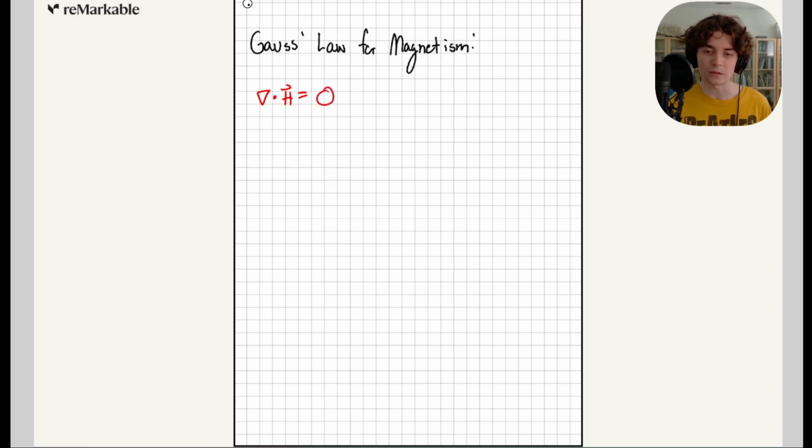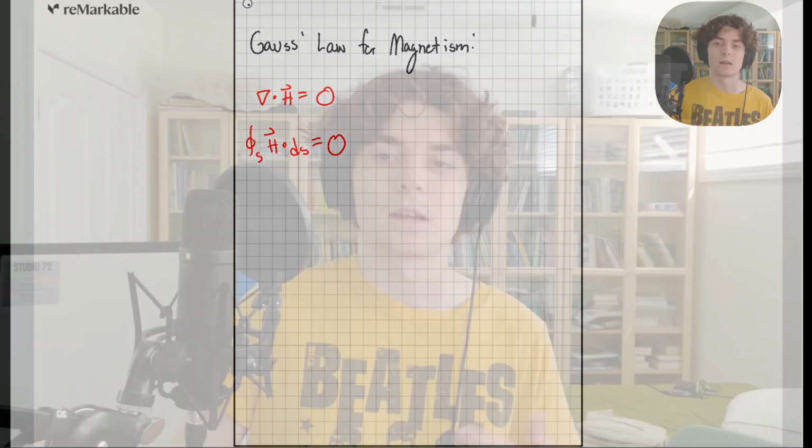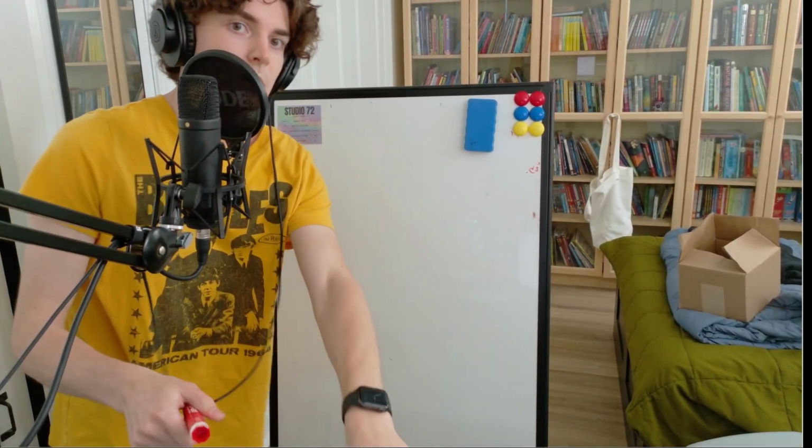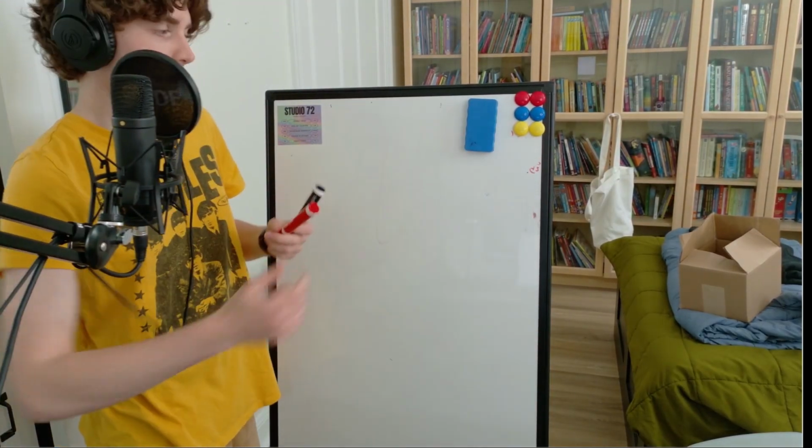The divergence of the magnetic field is equal to 0. And if we apply our divergence theorem to this, we get that the total amount of magnetic field going through a closed surface is equal to 0. And the way I like to visualize this, going back over to the whiteboard here, is that this fundamentally makes sense.